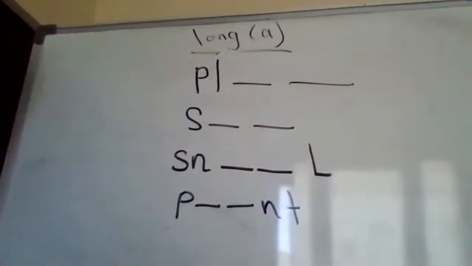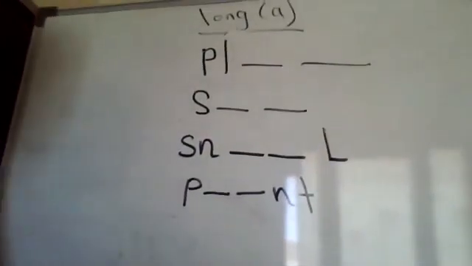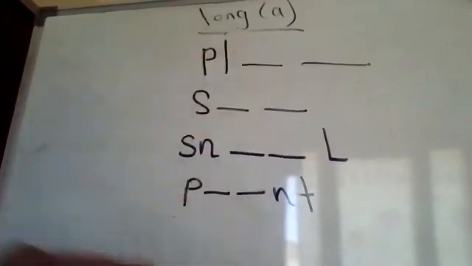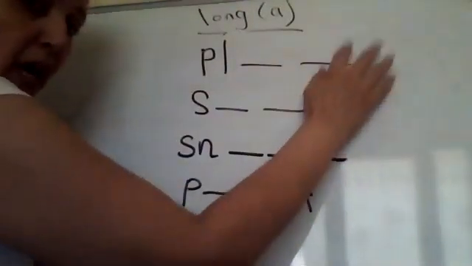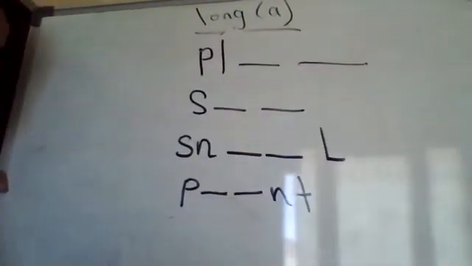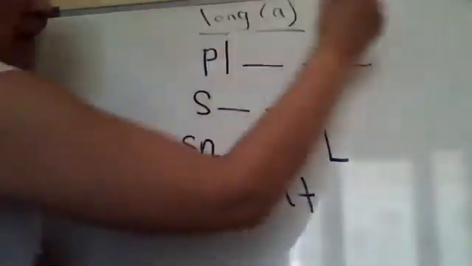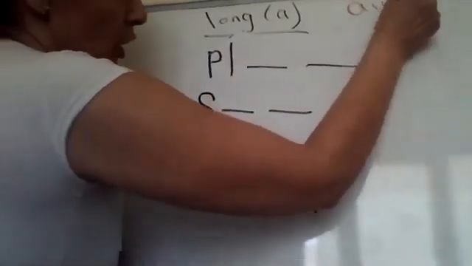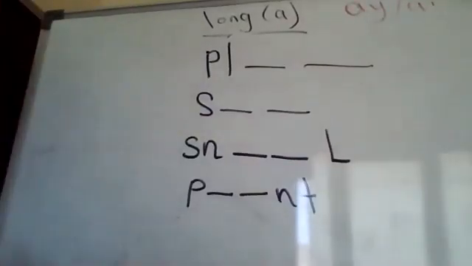Now I ask you, I wrote these words on the board and I ask you to write here in these spaces, AY or AI. I want to write AY or AI. This is what Ms. Hadil asked us to do. What can I do now?